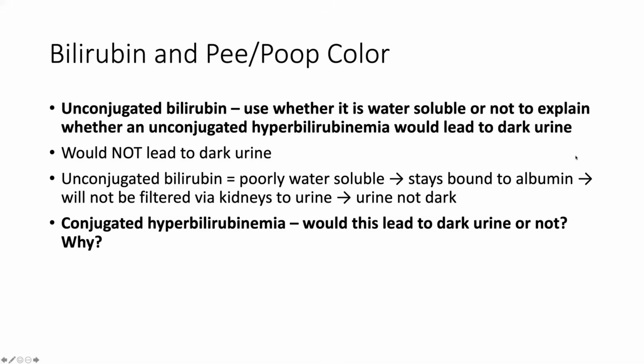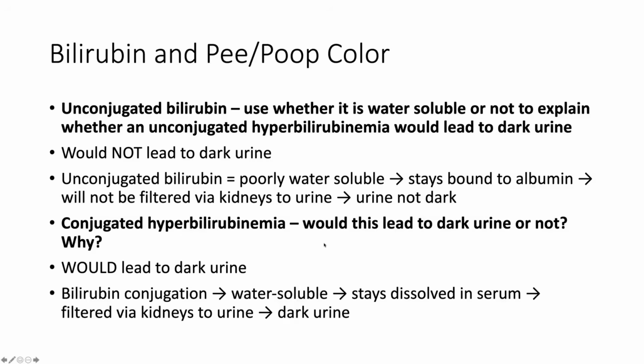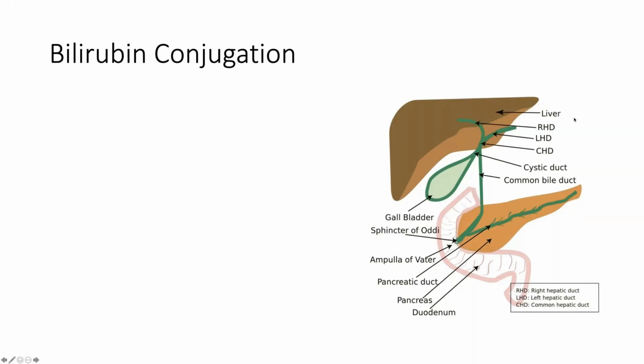So how about Fong? Would a conjugated hyperbilirubinemia lead to dark urine or not? Why? Yes, it would. Good. Why? Because it's water soluble and it secretes from the liver cell into the blood and gets to the urine. Yeah, exactly. So another way that you can differentiate between a direct and indirect hyperbilirubinemia on questions and in life is to look at the color of the urine. Tea-colored urine or dark urine tells you that there's conjugated bilirubin, usually.